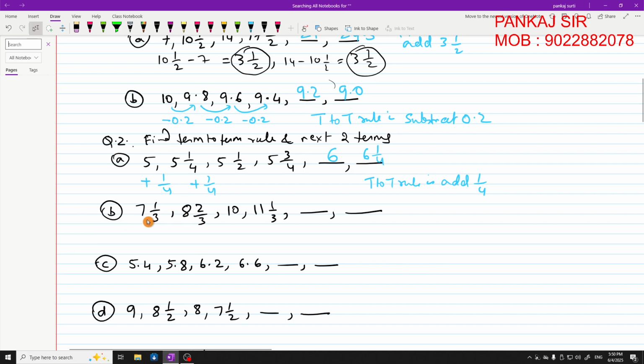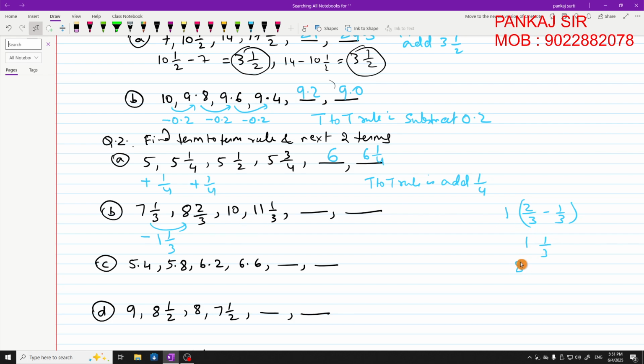Now 8 2 by 3 minus 7 1 by 3. Now let me do here. 8 minus 7 is 1, and 2 by 3 minus 1 by 3 is 1 by 3. So 1 1 by 3 I am getting. So this is minus 1 1 by 3. But let me check here also.